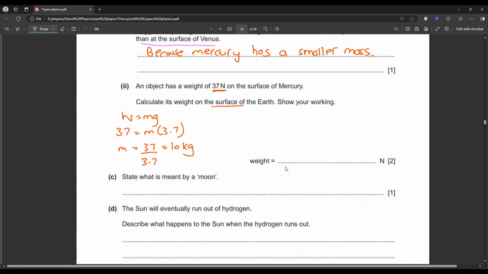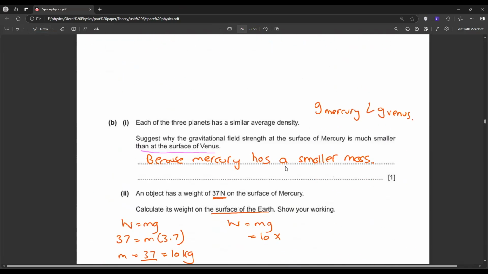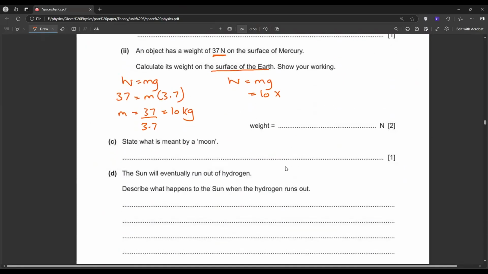You have to calculate the weight on the surface of the earth. Weight is equal to mg. Mass is 10. What is the gravitational field strength? 9.8 on earth. Multiply it. 10 multiplied by 9.8 gives you a value of 98 Newton.